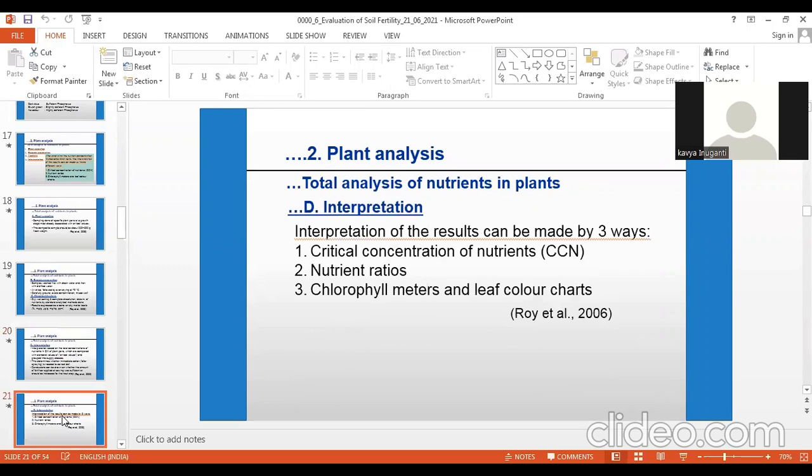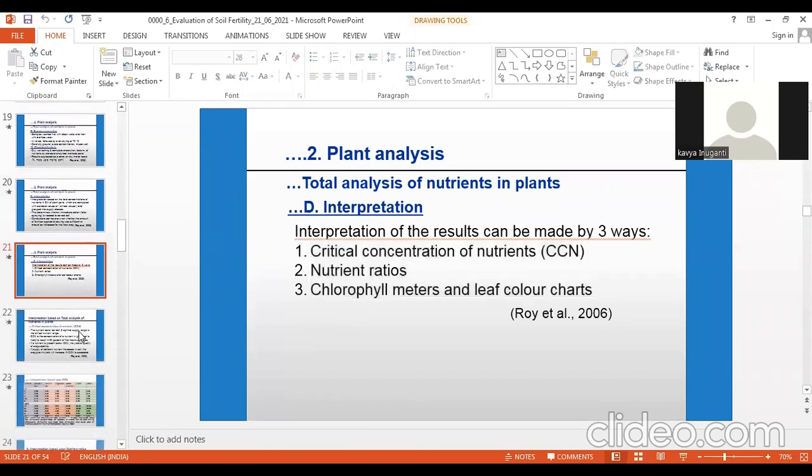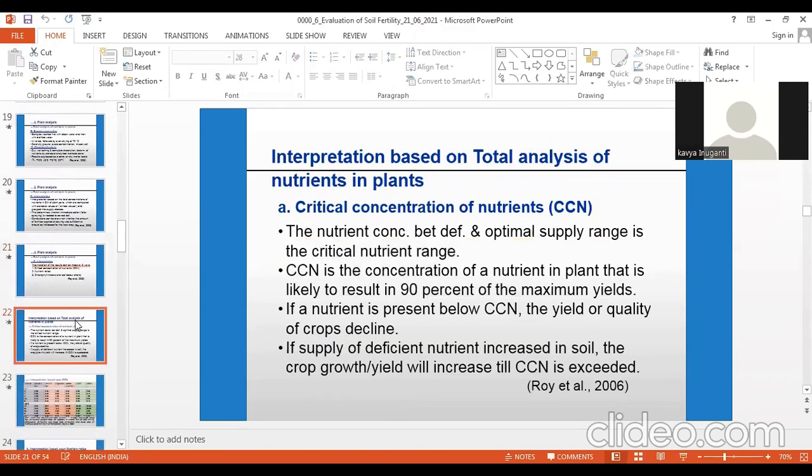Interpretation of the results. Suppose you have done chemical analysis. Now you want to know the meaning or interpretation of this. So there are three methods or three tools by which we can have an understanding of the concentration that we have analyzed. Means what is the meaning. Now, interpretation based on total analysis, or chemical analysis, of nutrients in plants.